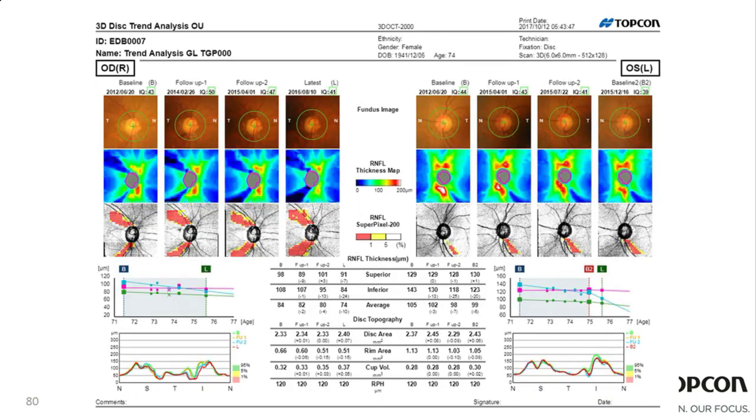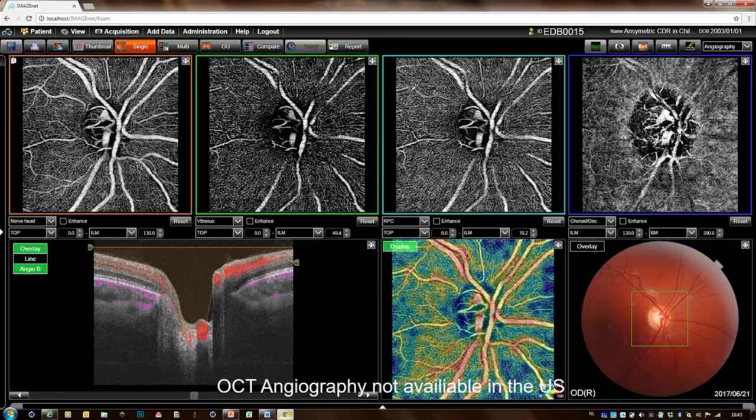Obviously, the best way of determining glaucoma is to do trend reporting. And here in the trend reporting, you can see that the inferior line is just dropping over time. So that becomes a very important aspect. With OCTA, again not available in the US, it's possible to visualize the radial peripapillary capillary network.